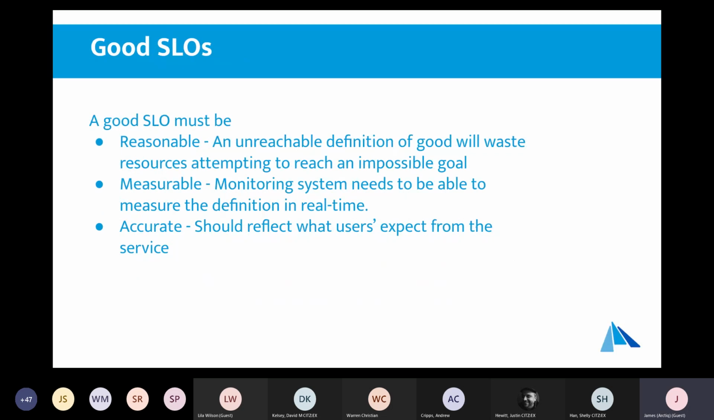Good SLOs, though, need to be reasonable. It has to reflect the actual reality of the service and its associated infrastructure, its architecture, the resources, and budget. It doesn't help to have a very lofty goal of an SLO, 5 nines or whatever, if the infrastructure isn't there to meet that SLO.